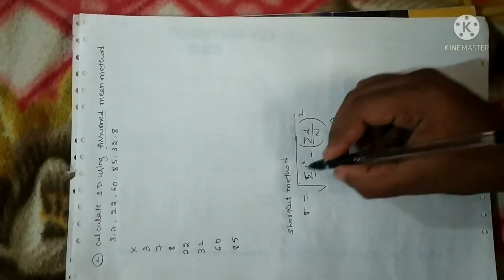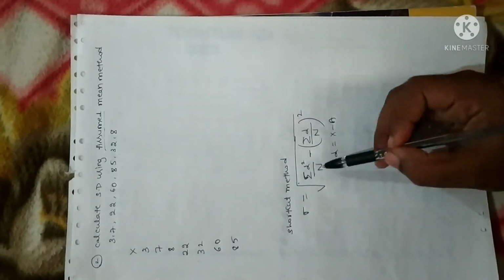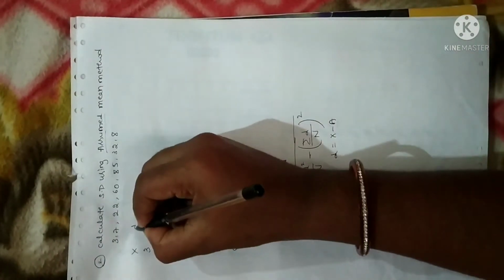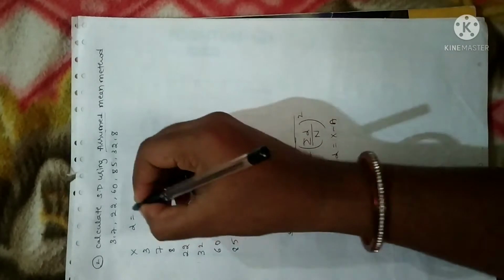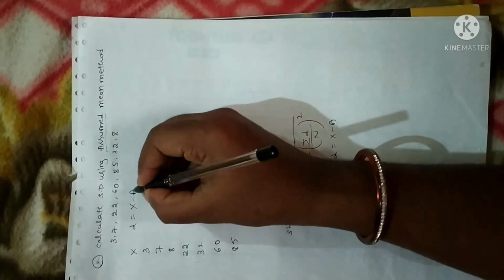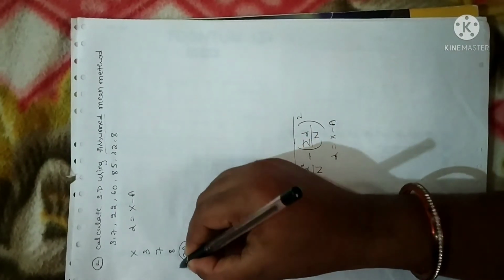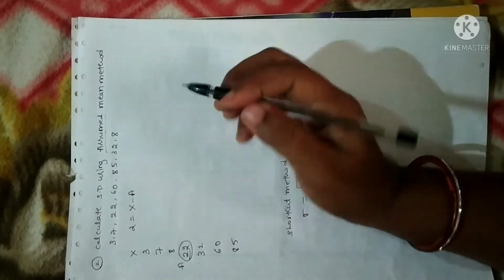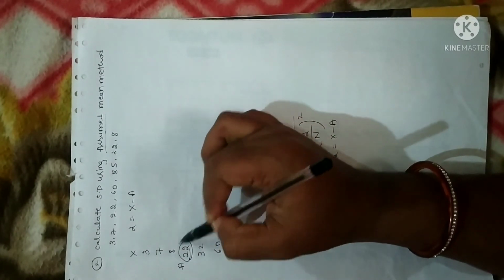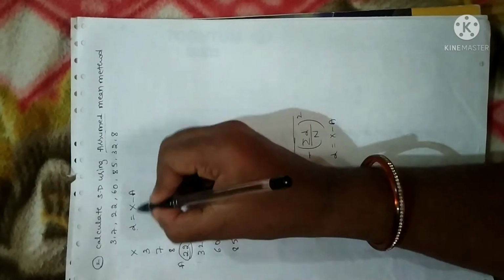Now what is the given data for us? X values. What we need is the D value, which I have to calculate. So how can I calculate D? It is X minus A. So I have to assume one value. So let me assume the mean as 22. Whatever value you need in the X column you can assume. Generally we assume the middle value. It is 22. Now calculate the X minus A value.